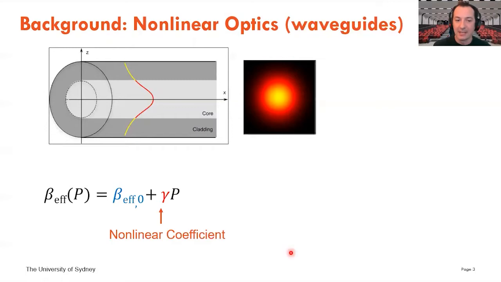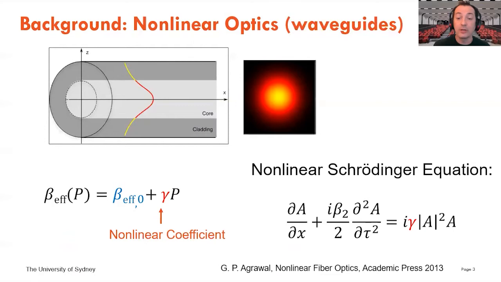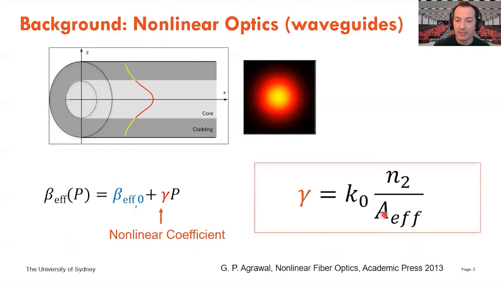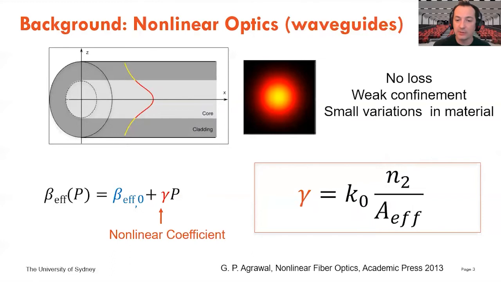This parameter is known as the nonlinear coefficient, which generalizes the nonlinear index to the case of waveguides. You find this commonly in the nonlinear Schrödinger equation, which governs pulse propagation inside a nonlinear dispersive medium. Gamma contains k naught, which is the free space wave number. You also have an N2, which is the material property, and an effective area that tells you how well your mode is confined. This expression holds true for a weakly guiding optical fiber where everything is well behaved. There are only small variations in the material, you can approximate your fields as scalar quantities, and there is almost no loss. So in this case, things are rather simple.